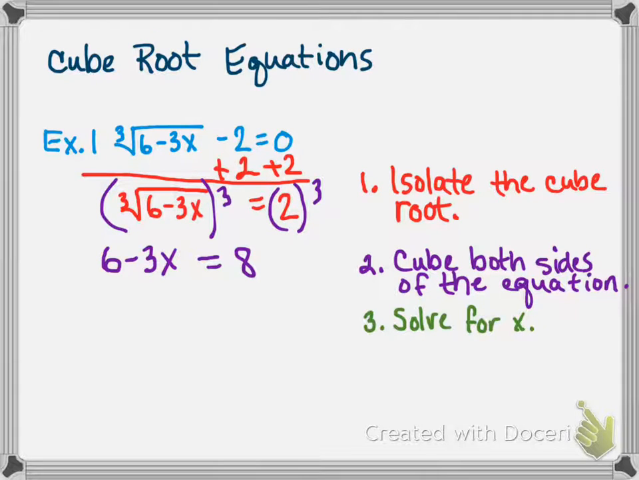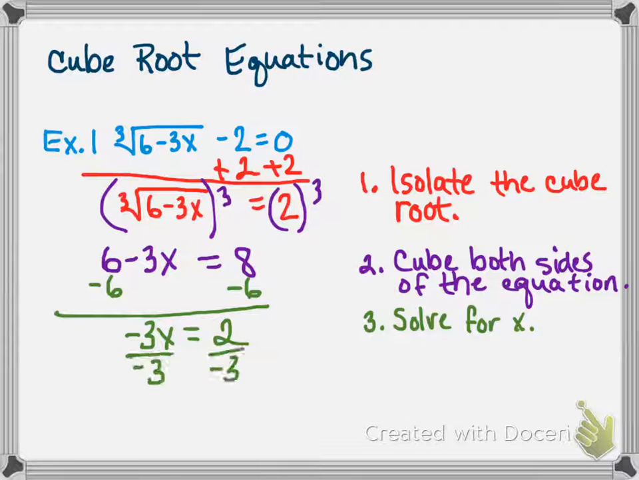And finally, we will solve for x. Subtract 6, negative 3x equals 2. Divide both sides by negative 3. x equals negative 2/3. And then, as usual, you should check your solution.